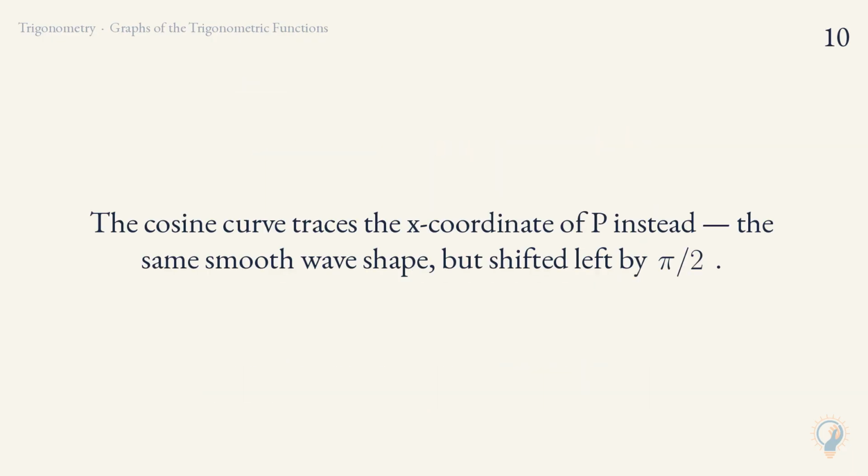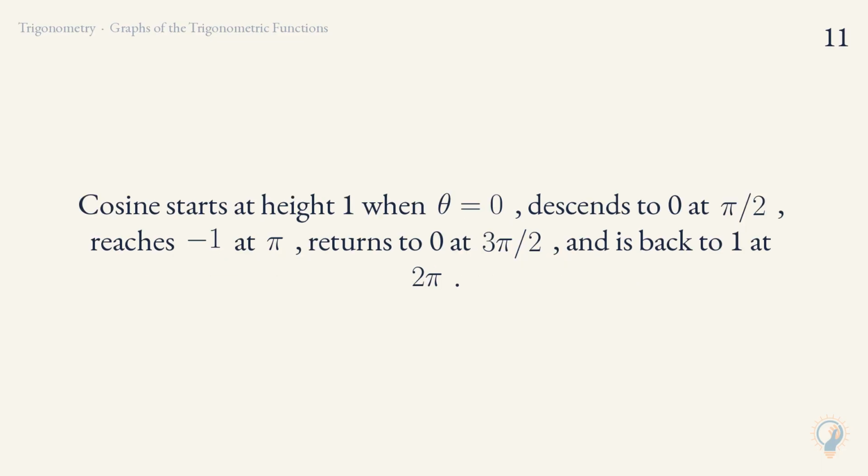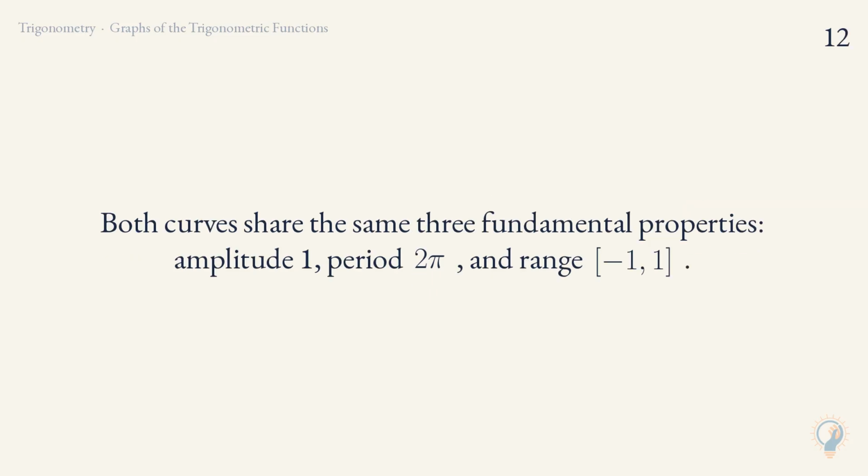The cosine curve traces the x-coordinate of P instead, the same smooth wave shape, but shifted left by pi over 2. Cosine starts at height 1 when theta equals 0, descends to 0 at pi over 2, reaches negative 1 at pi, returns to 0 at 3 pi over 2, and is back to 1 at 2 pi. Both curves share the same three fundamental properties: amplitude 1, period 2 pi, and range from negative 1 to 1.